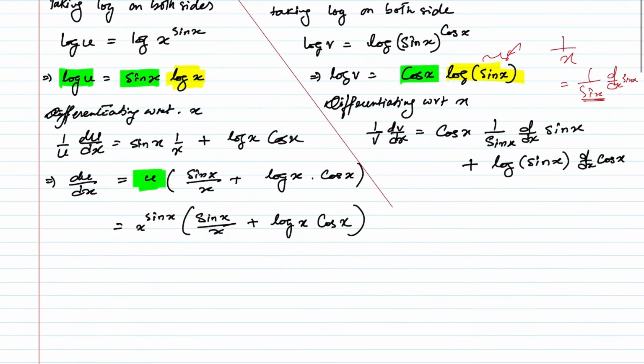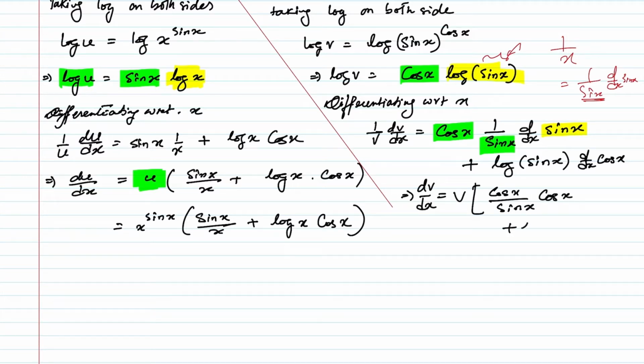So this implies 1 by v dv by dx is equal to, on the other side, cos x by sin x, and here you see derivative of sin x is again cos x, into cos x plus log of sin x, and derivative of cos x is minus sin x. So here it should be into minus sin x.